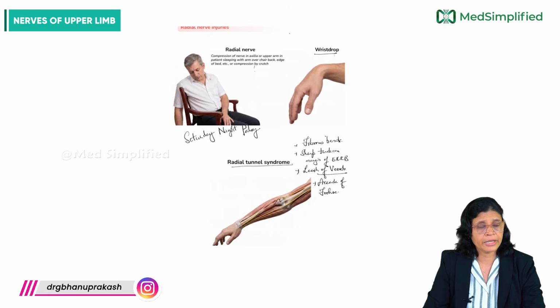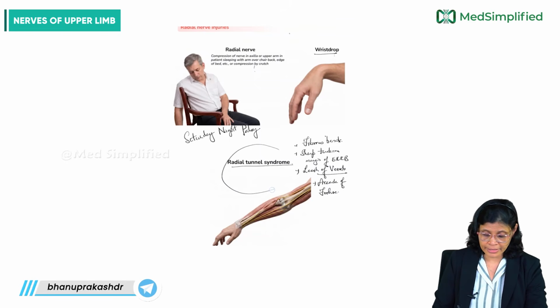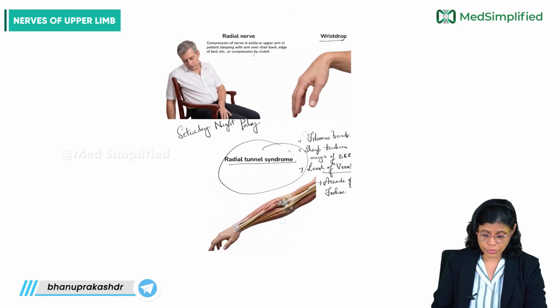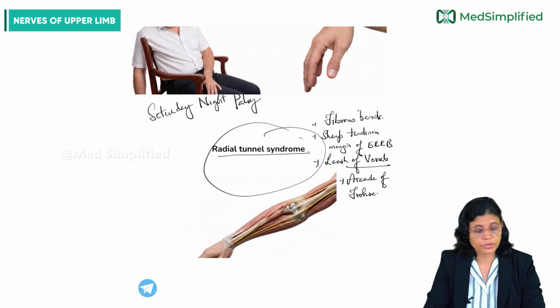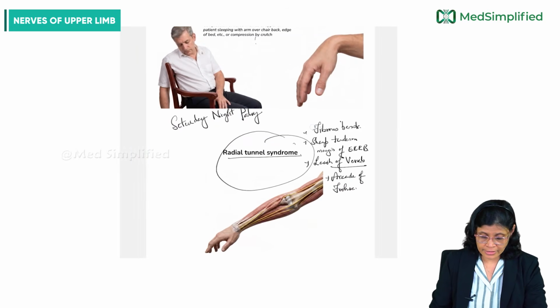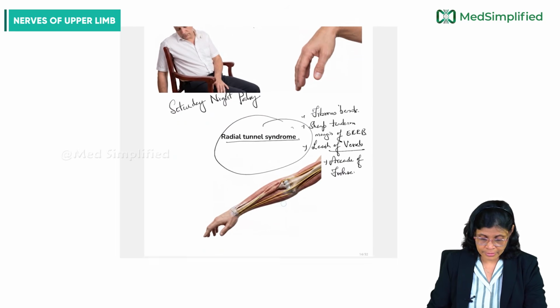Okay, so radial nerve mainly we have the crutch paralysis when it is injured in the axilla. Then we have the Saturday night palsy when it is injured in the spiral groove. Okay, and then we have the nerve entrapment, that is radial tunnel syndrome or nerve entrapment syndrome, which involves the posterior interosseous nerve. So that is the main thing.